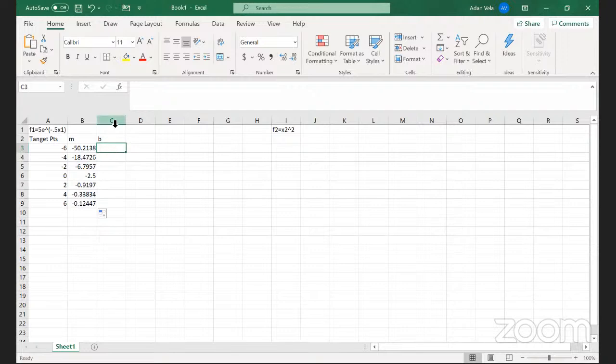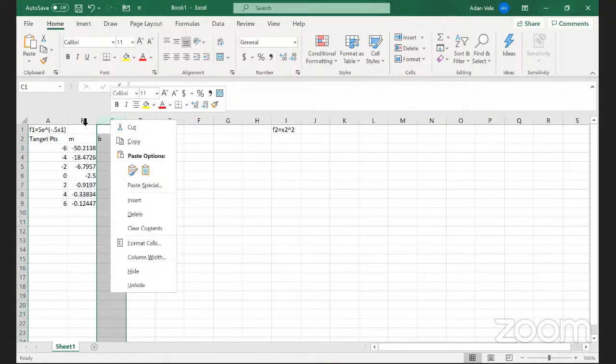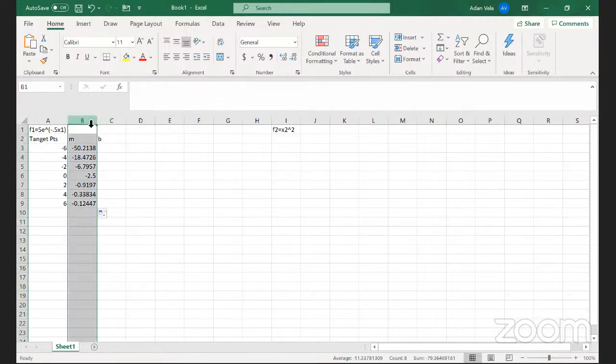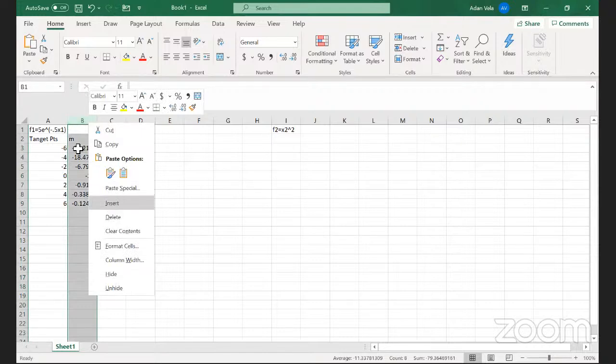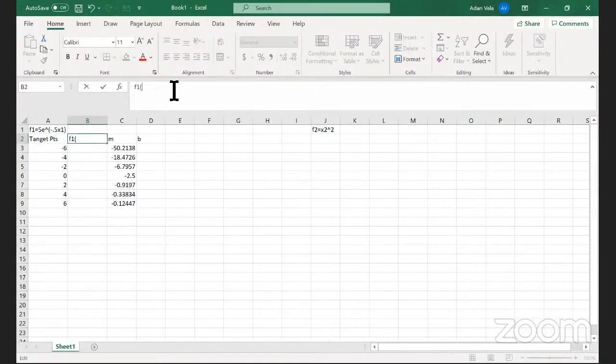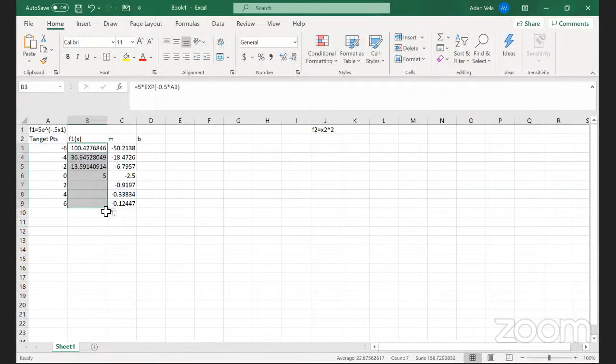We can then calculate our b. Now, if you want, you can do the little interim step. So interim step might be calculating the function at the tangent points. So this might be f of x. Okay? So we could certainly do that. That will make our life a little bit easier. So here I'm just calculating the value of the function at the tangent points.